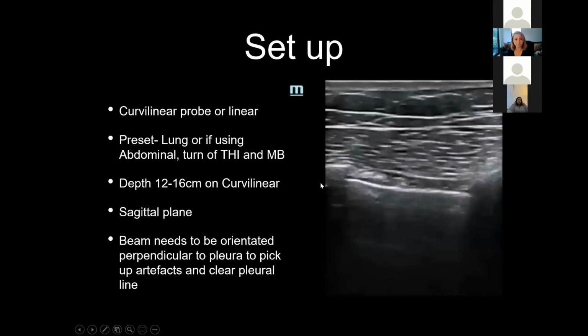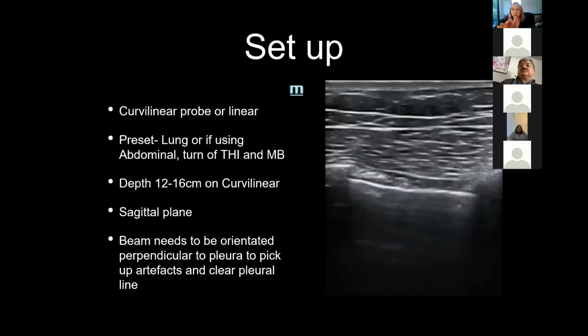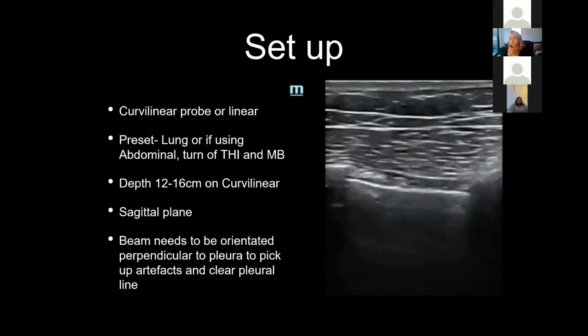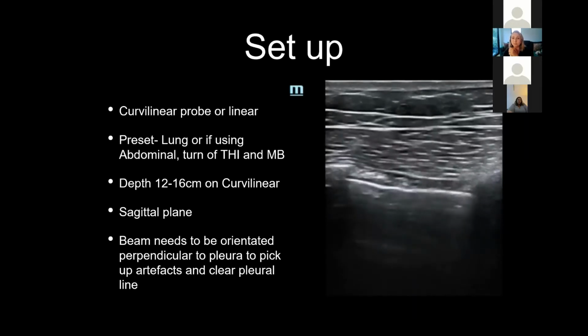So just going to go through the setup a little bit. We can use either the curvilinear probe, or if you've got one of our new fancy handheld devices, the combined probes with the appropriate presets. Curvilinear probe might be more appropriate if you're looking for deeper artifacts, your B lines or consolidation. Linear probe is better at looking at the pleural line in a bit more detail. As you know, it doesn't penetrate quite as deeply.